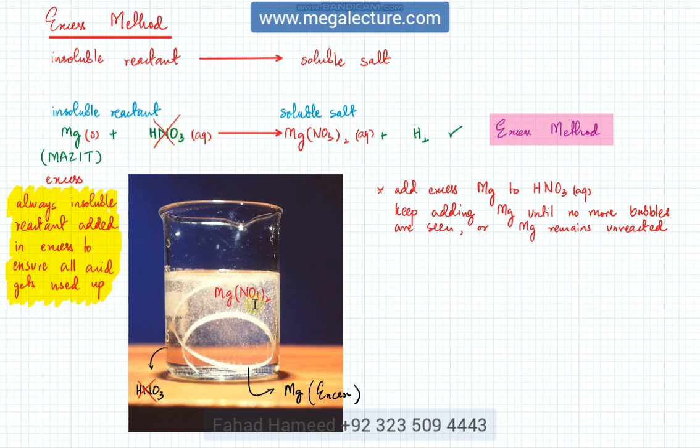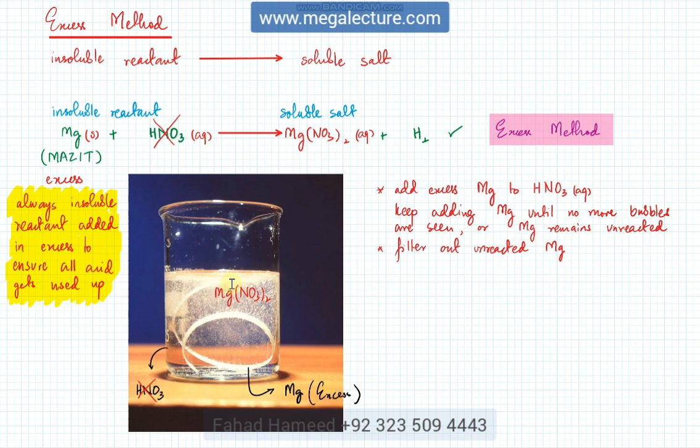And your solution now only contains the salt because the nitric acid has completely reacted. Or you can also write that the Mg remains undissolved. It remains unreacted. That means all the nitric acid is used up. Now, the next step is, how do you get rid of this Mg? If it's a big piece of wire or a metal strip, you just take it out with your hand. Or if it's smaller pieces, you can filter it out. So the next point is, you filter out the unreacted magnesium.